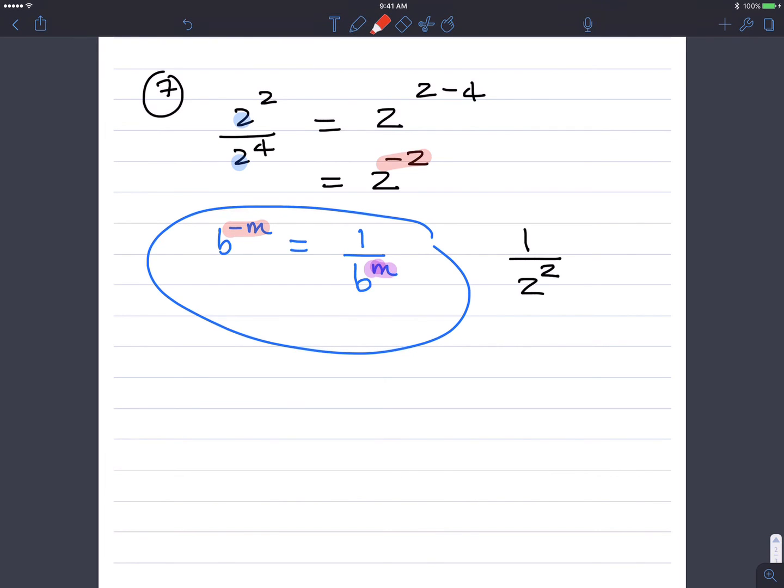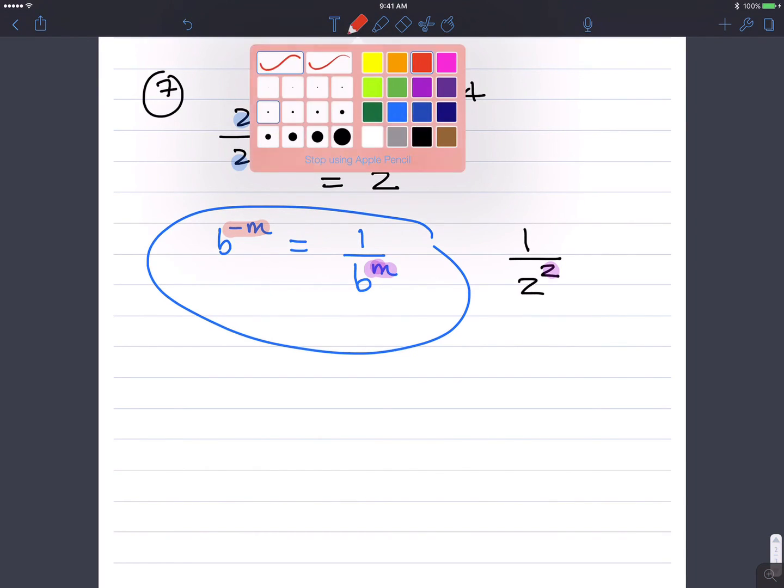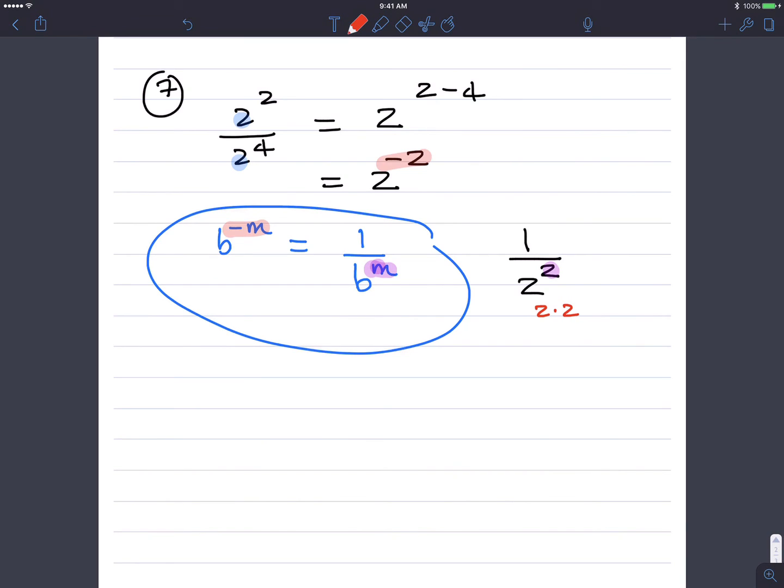Notice here, my power for 2 is positive. The exponential is in the denominator position. I know what 2 squared is, right? 2 times 2, this is 1 over 4. And we're done. So we're going to use this property as well. We discussed that in lecture.